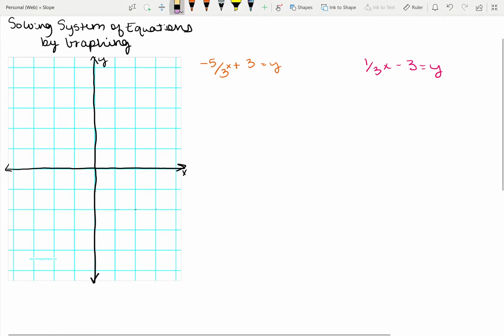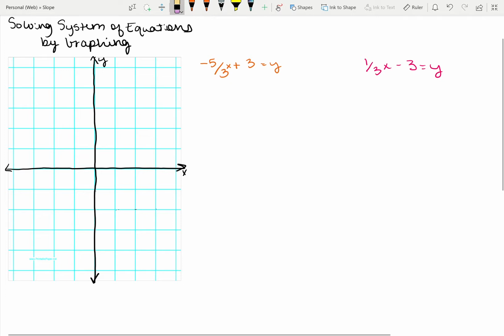So today we're going to take a look at solving systems of equations by graphing. We have two problems here on the board. One is negative 5/3 x plus 3 is equal to y, and 1/3 x minus 3 is equal to y. They both are already in slope-intercept form, so we don't have to do any conversion or switching around of numbers here.